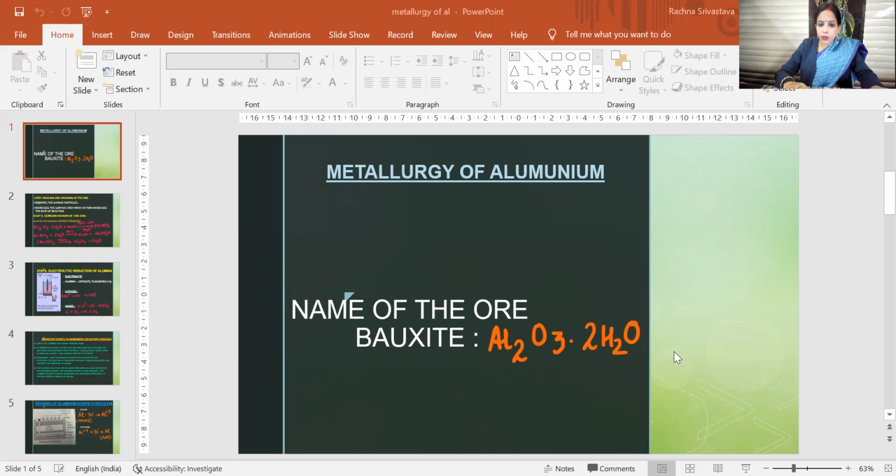Now all the minerals available for a particular element cannot be considered as an ore. An ore is that specific mineral from which we can extract the metal profitably or economically. In this case, as you can see on the screen, the name of the ore is bauxite. The formula is Al2O3.2H2O. You should know the chemical name and the chemical formula of the ore. That is important. Now we proceed to the second slide.